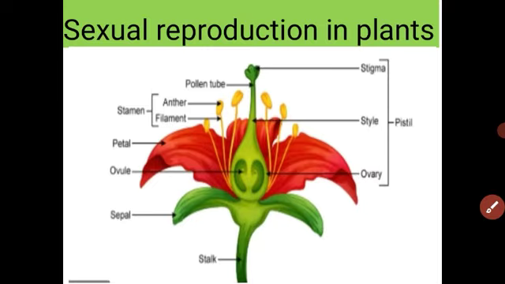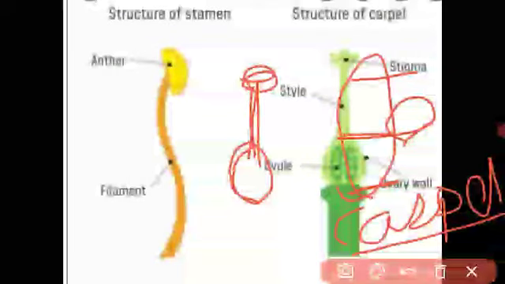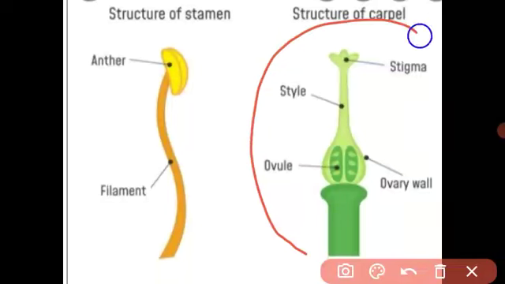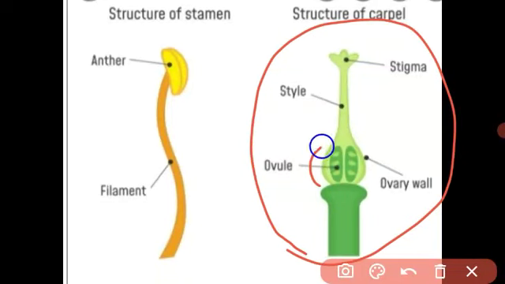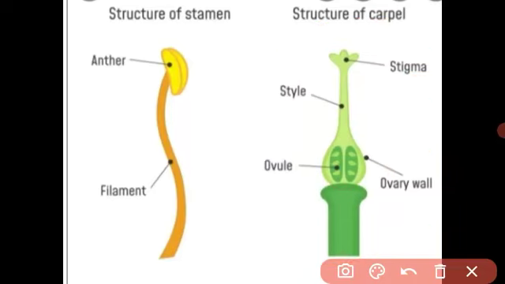Understood, student? See, this is the structure of the carpel. This is the ovary, style, and stigma. The ovary contains the small ovules. It contains the female cell. Got it? Ovules are the female cell. See, in the androecium we have seen the pollen grain is the male cell. Same like that, the ovules contain the egg cell, which later develops into the seed.